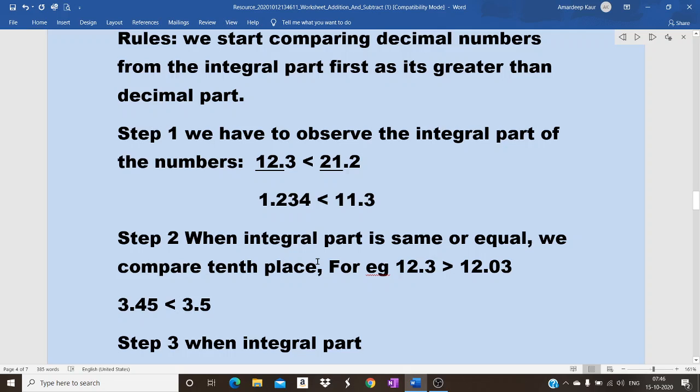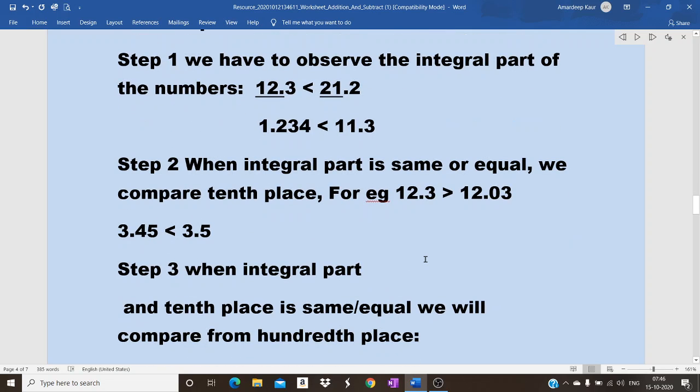Now let's see what happens if my integral part is the same or equal. Then how should we compare? We have to look at the tenths place then. Now 12.3 and 12.03. See, 12 for the first number in the integral part, 12 for the second number in the integral part. So now I will move on to my tenths place. Immediately after the decimal, we have 3 over here, and immediately after the decimal, I have 0 over here. 3 is bigger than 0. So I have decided that my left side number 12.3 is bigger than 12.03.